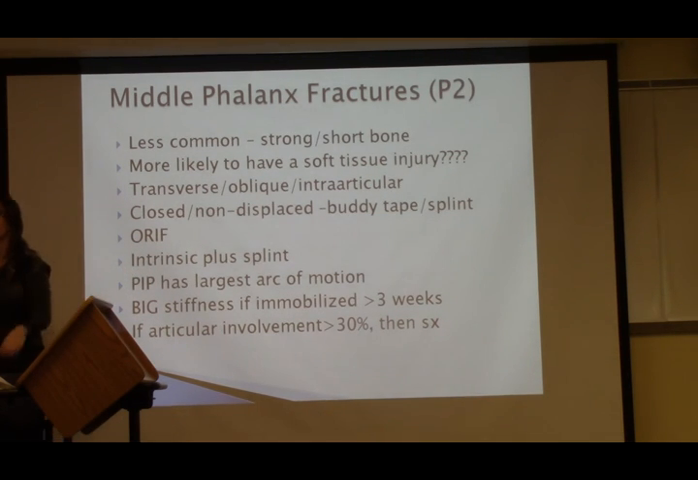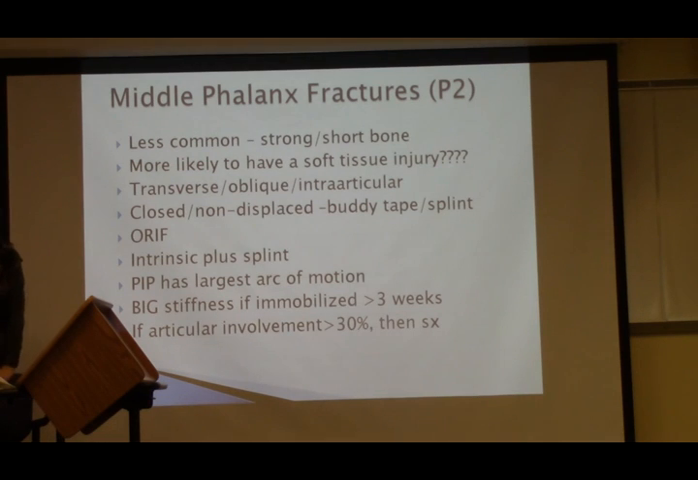Something else is people get unclear about the fixation. Plates usually stay in. Pins are not threaded, so they usually come out. Did we talk about this already?